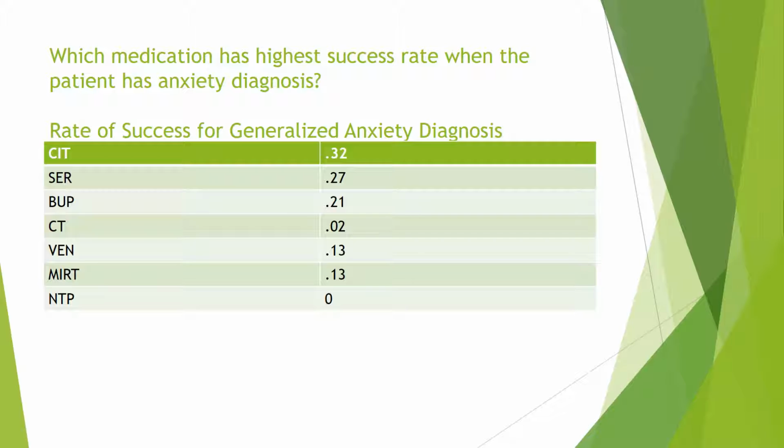Which medication has the highest success rate when the patient has anxiety diagnosis? Rate of success for generalized anxiety diagnosis: SIT was 0.32, SER 0.27, BUP 0.21, CT 0.2, BNN 0.13, MIRT 0.13, and NTP 0. So we can see over here that the one that has the highest rate is SIT at 0.32.